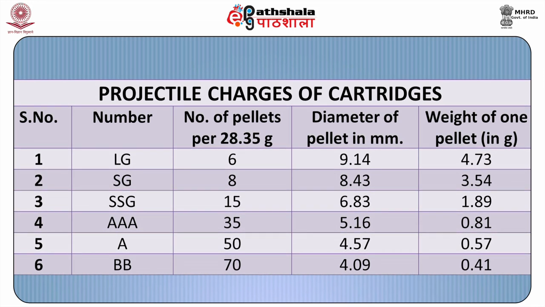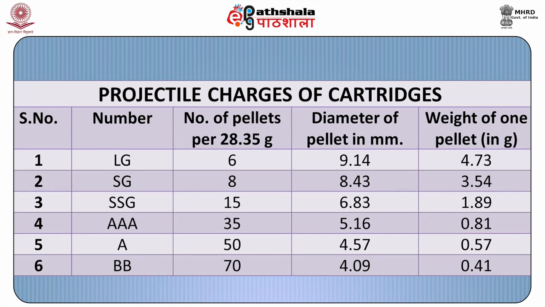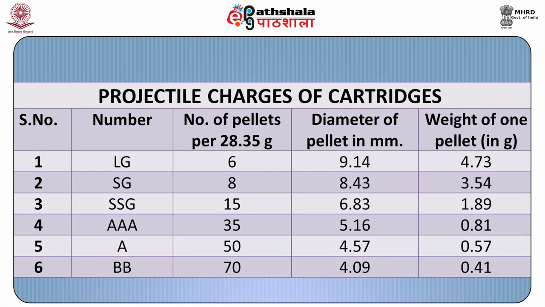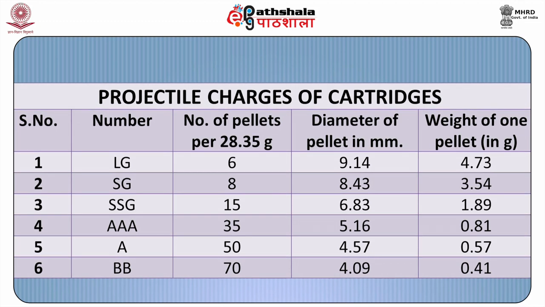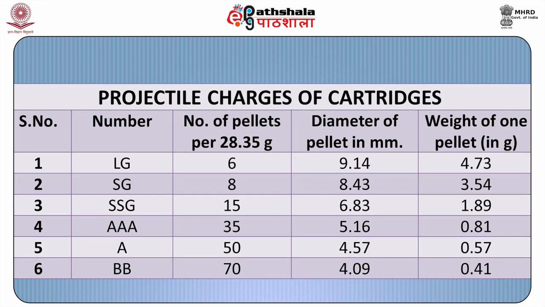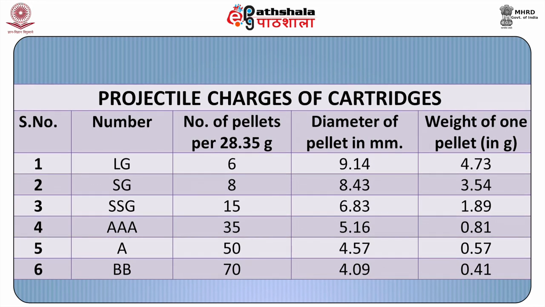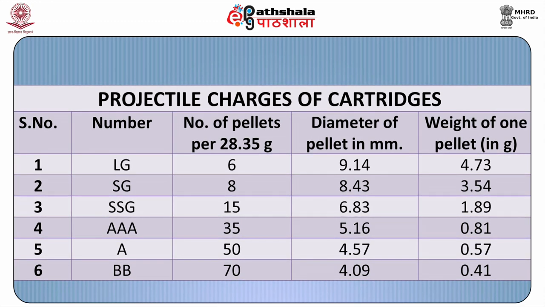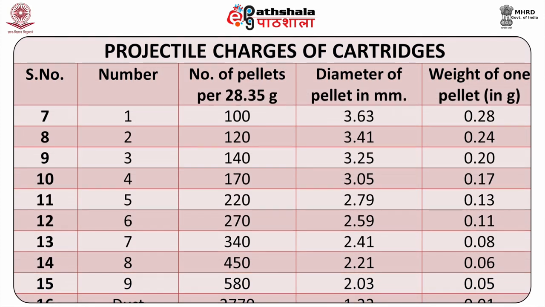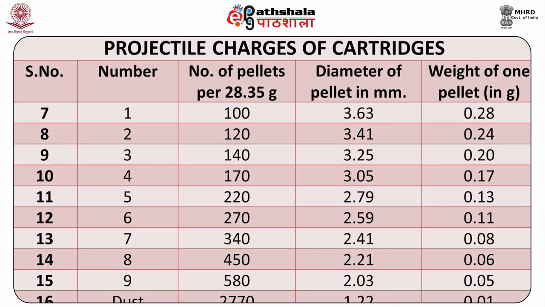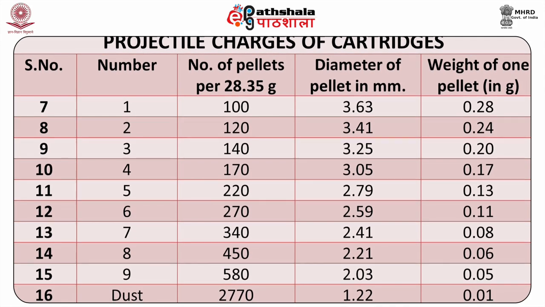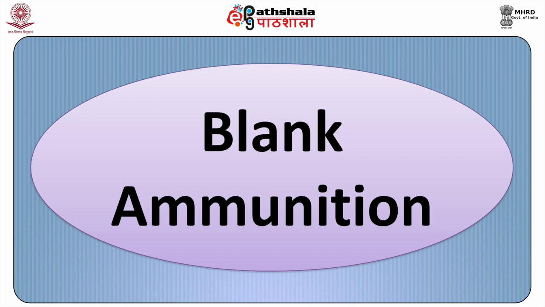Similarly, A has number of pellets 50, diameter 4.57 mm and weight of one pellet 0.57 gram. BB has number of pellets 70, diameter 4.09 mm and weight of one pellet 0.41 gram. Similarly, we have others which have corresponding number of pellets as well as diameter and weight of each pellet. Now we will learn about blank ammunition.